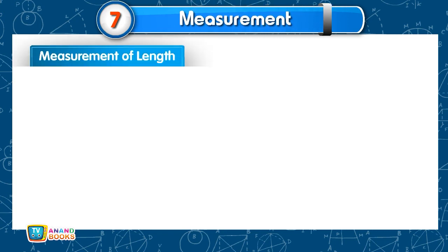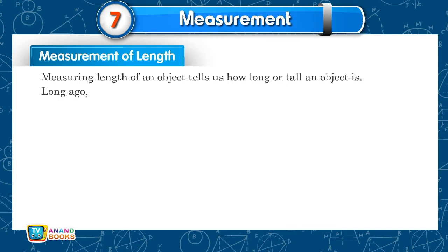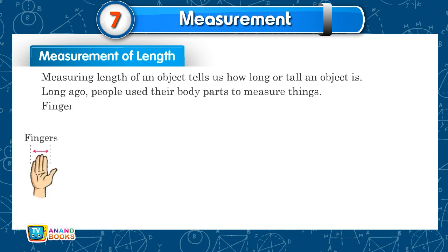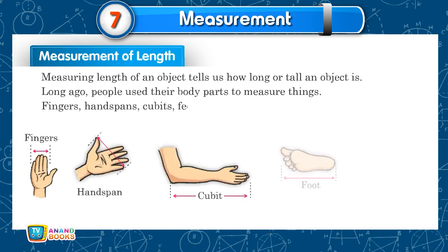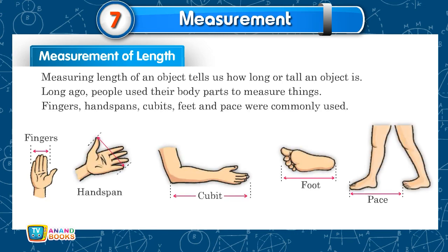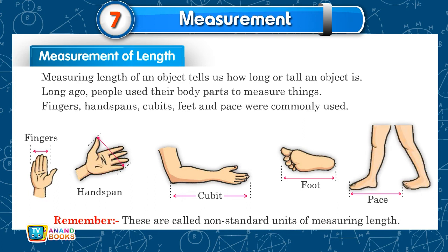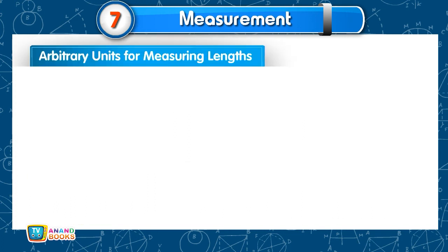Chapter 7. Measurement. Measurement of length. Measuring length of an object tells us how long or tall an object is. Long ago, people used their body parts to measure things. Fingers, handspans, cubits, feet and base were commonly used. Fingers, handspan, cubit, foot, base. Remember, these are called non-standard units of measuring length. Arbitrary units for measuring lengths.